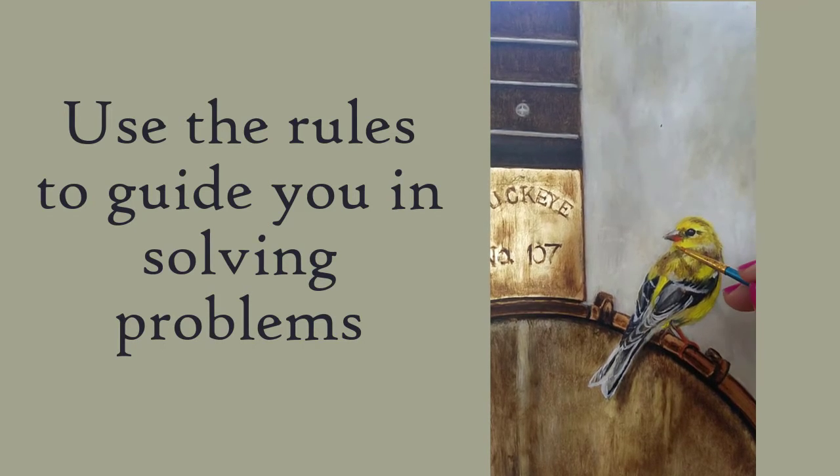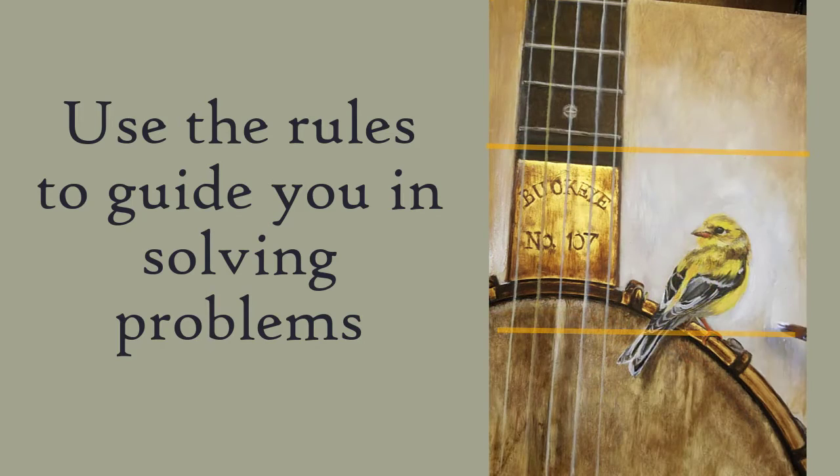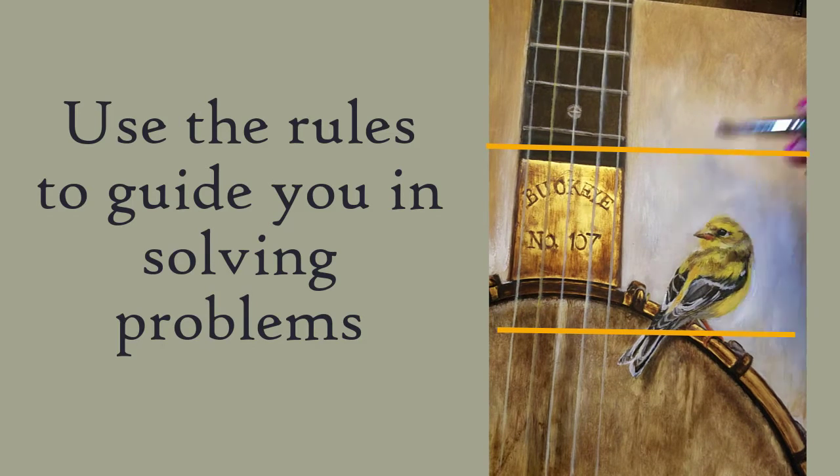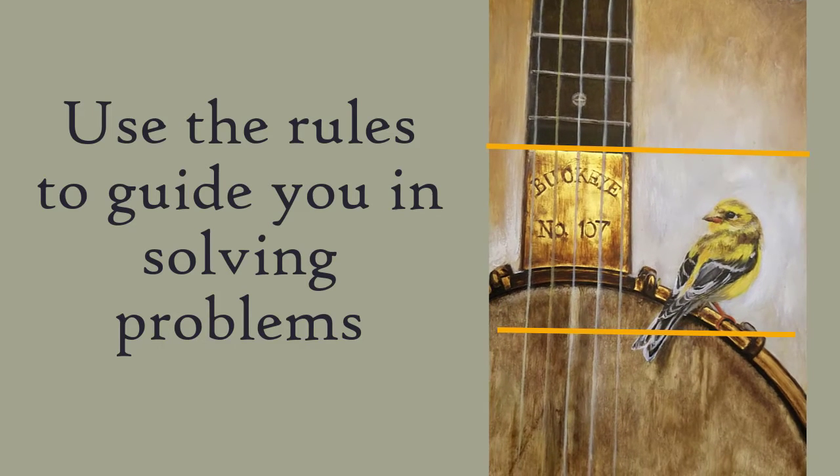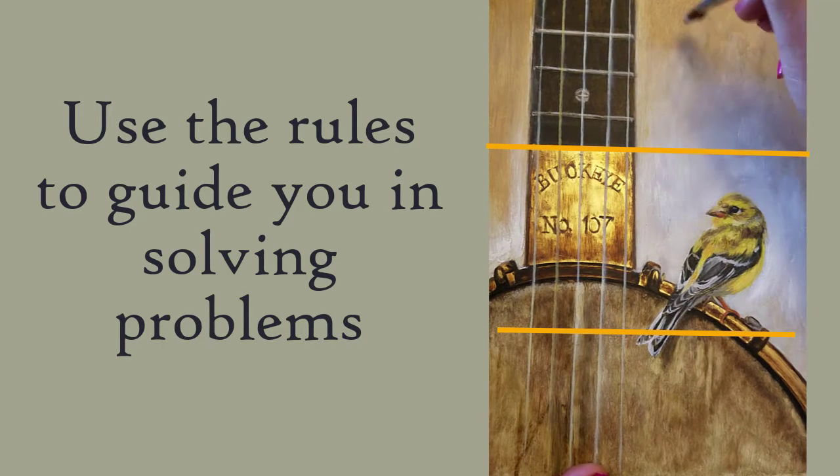When I was working on Little Birdie, I was almost finished, but something just didn't feel right. I ended up using the rule of thirds and adding some darker value toward the top of the painting. That set things right, and I knew it was finished.